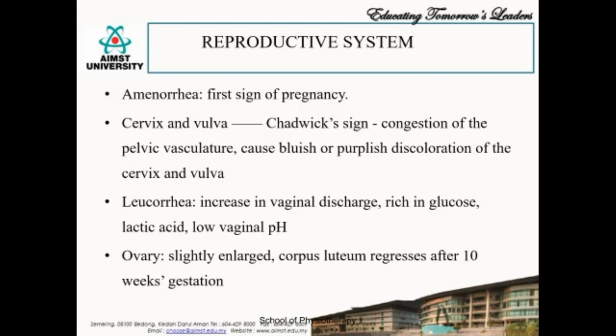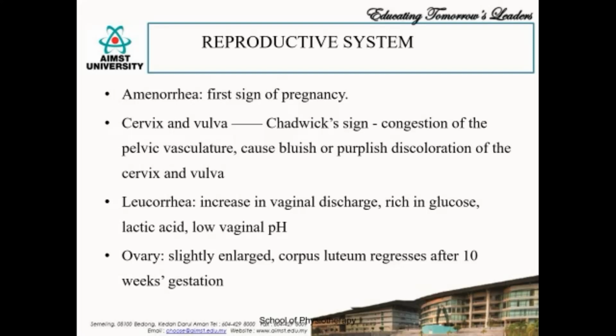For example, a female has to have the menstrual flow every 28 days, but because of the pregnancy, the first thing is there won't be any flow or any blood oozing. So this is called amenorrhea, and this is the first sign of any pregnancy.